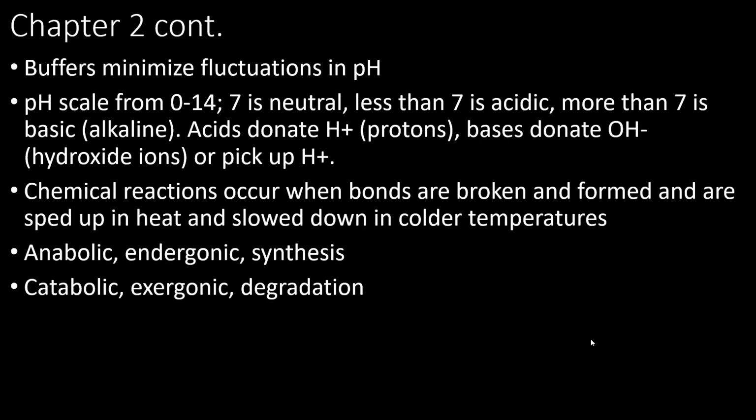Continuing in chapter 2, we talked a little bit about buffers. Buffers help minimize the fluctuations of pHs so that something doesn't become too acidic or too basic. Remember, the pH scale does run from 0 to 14. 7 is considered neutral. That's where pure water sits. Anything less than 7 is considered acidic, an acid. Anything more than 7 is considered a base or basic. It's also known as alkaline.